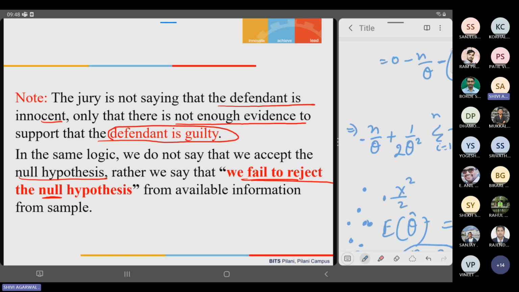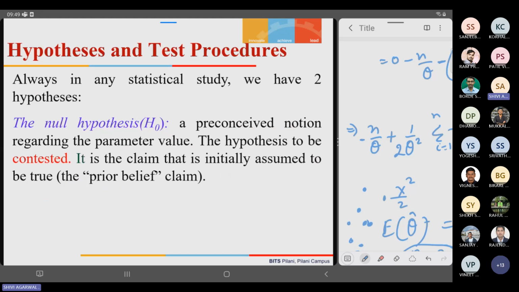So there are two types of negation. Fail to reject H naught. It means what are we saying? H naught is accepted. So they are not saying he is guilty, or he is innocent. They are saying here we fail to reject H naught, which means we accept H naught, which means the defendant is not guilty. Correct? So that's the hypothesis testing we are doing here.